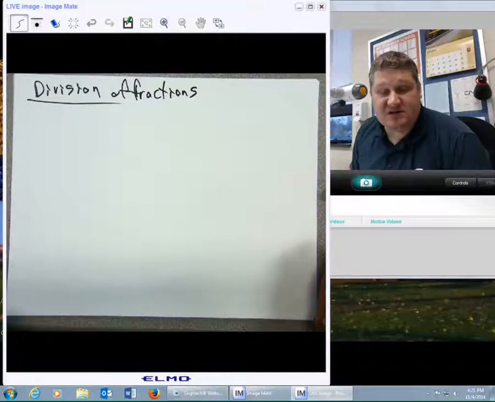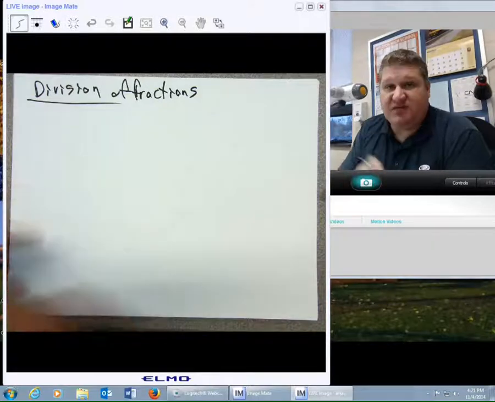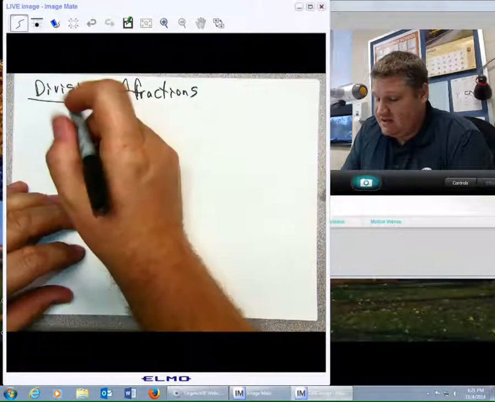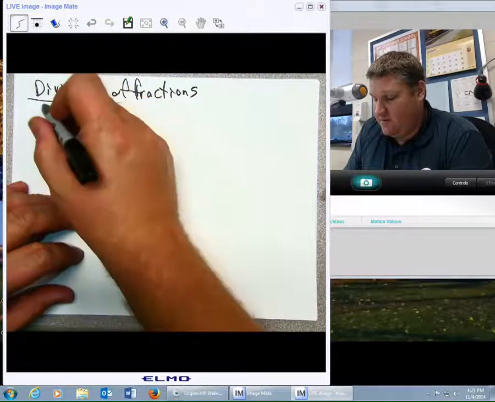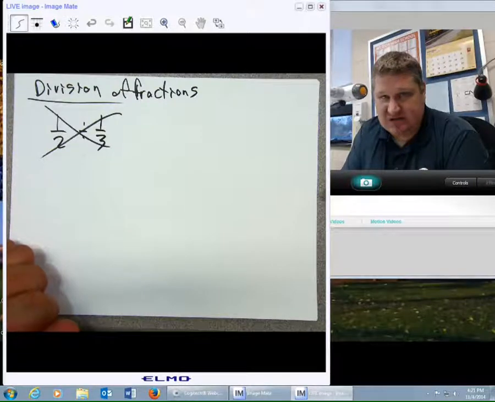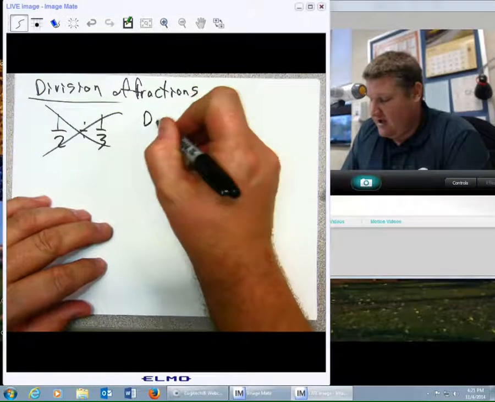Okay, ladies and gentlemen, we're going to start dividing fractions. Now, dividing fractions is a bit of a misnomer. It means it's not the right name. Because if I have 1/2 divided by 1/3, I can't do that. It's impossible. Division of fractions does not exist. We can't divide by fractions. When we divide, we can't do that.